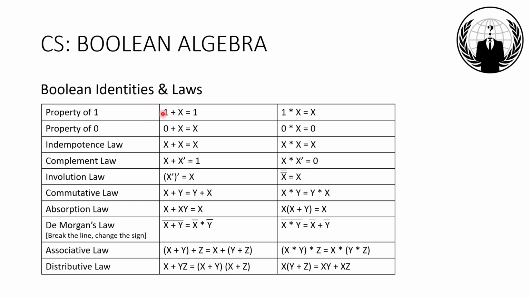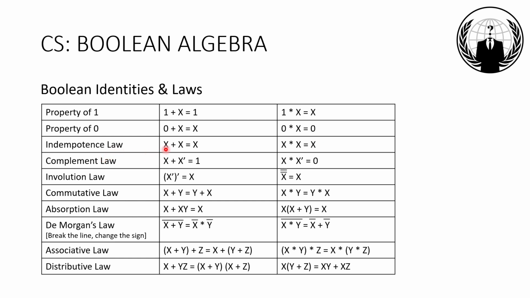Now first comes the property of 1. 1 plus x is equal to 1. 1 into x is equal to x. So here in this table, x, y, z are also the variables or the inputs by the user in the form of 0 and 1. So 1 plus x is equal to 1, 1 into x is equal to x. Property of 0 says that 0 plus x is equal to x, 0 into x is equal to 0.